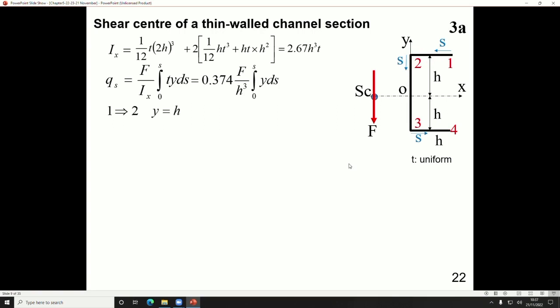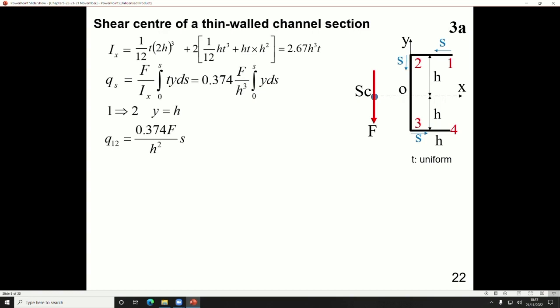So I start with panel 1-2. I'm dealing with this equation now. Y is a constant value. For the whole panel 1-2, y is equal to h. So therefore, I can say y equals h, extract it from the integral, and then the integral of ds becomes a linear function in terms of s. So this is the shear flow distribution between 1 and 2.